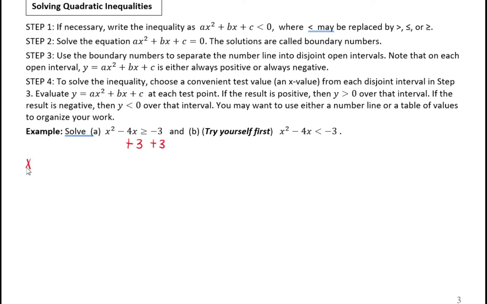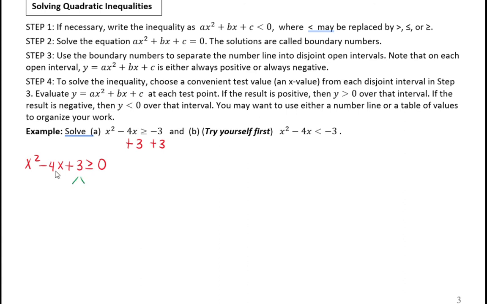So I have x squared minus 4x plus 3 greater than or equal to 0. Now you can factor this, as you see. If you set it equal to 0, that's fine. We can go from here.